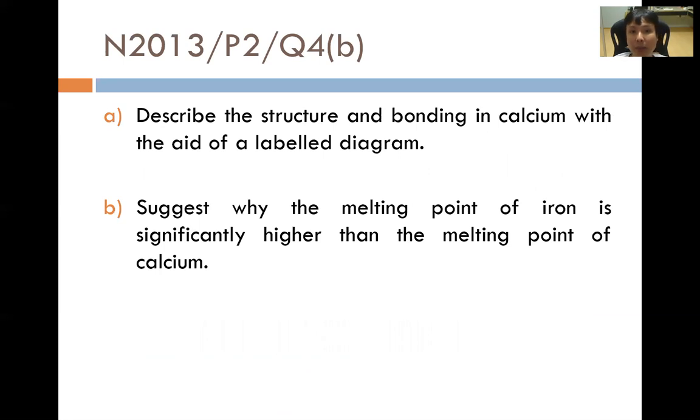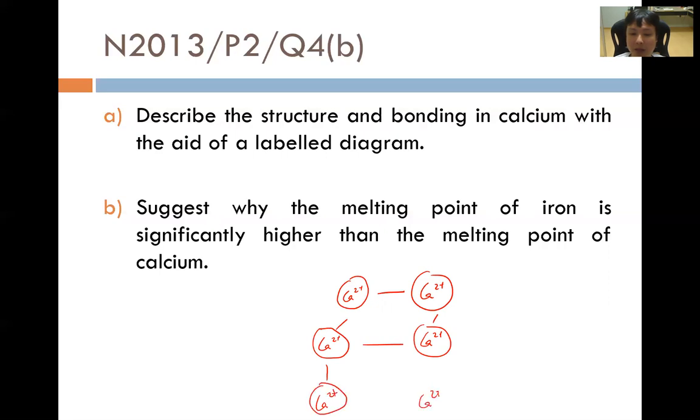November 2013, paper 2, question 4b: describe the structure and bonding in calcium with the aid of a labelled diagram. So what you can do is draw the cation of Ca2+, then the cation of Ca2+ like this in a giant metallic lattice. Of course, you can only draw part of it. So you can draw it like this.